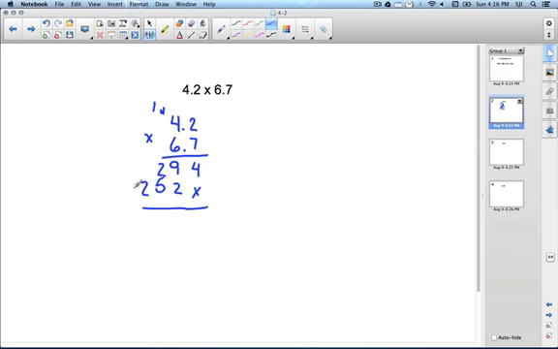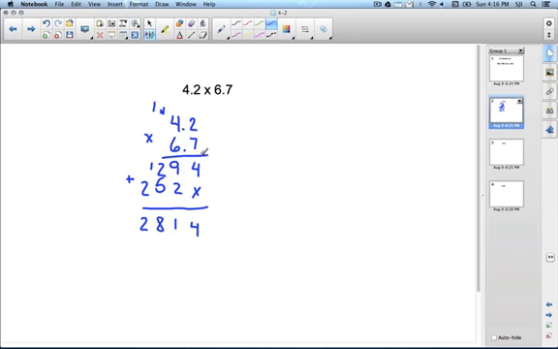And now I'm going to go through and add these two sets of numbers together. 4 plus 0 is 4. 9 plus 2 is 11. 1, carry the 1. 5 plus 2 is 7, plus 1 is 8. And 2 plus nothing is 2.